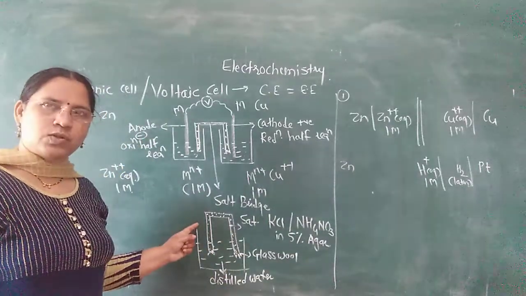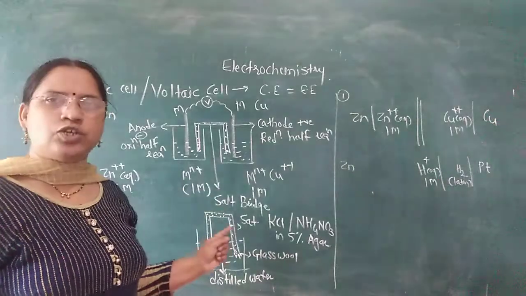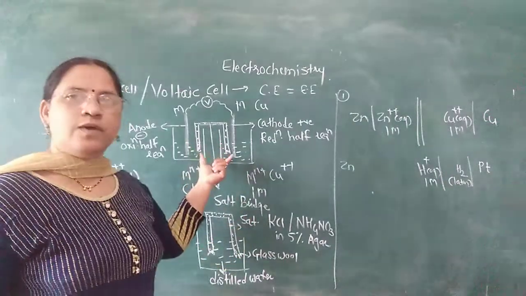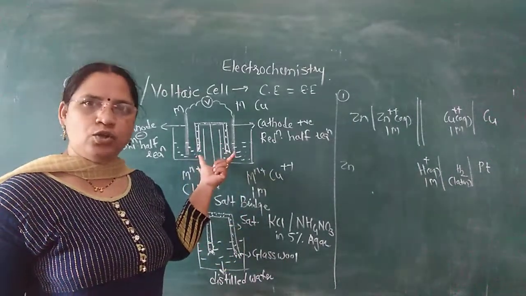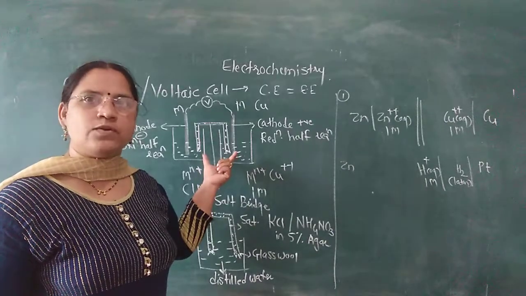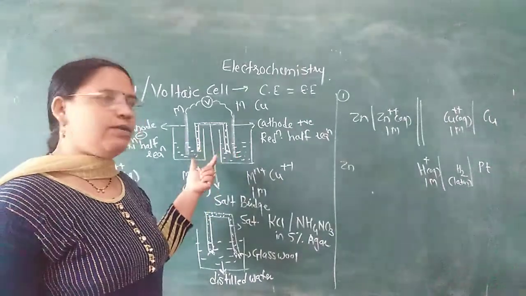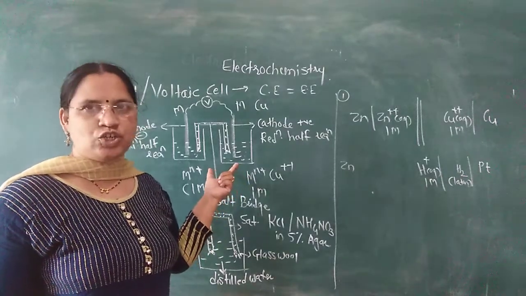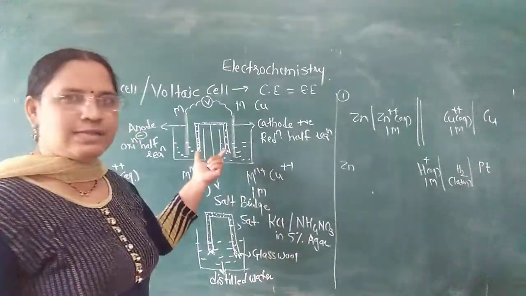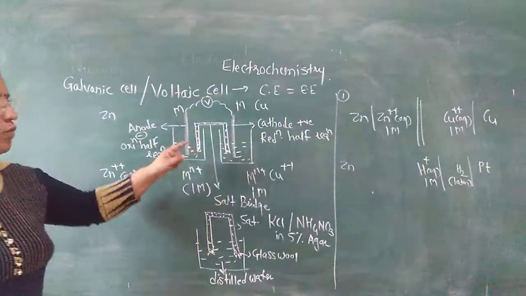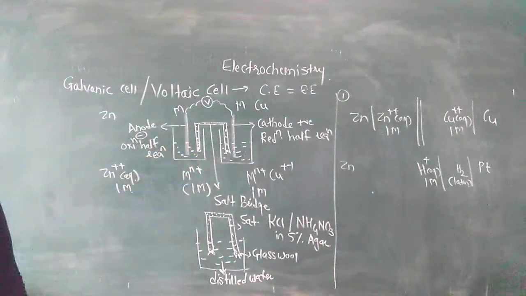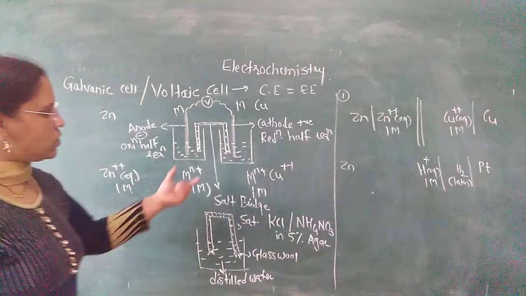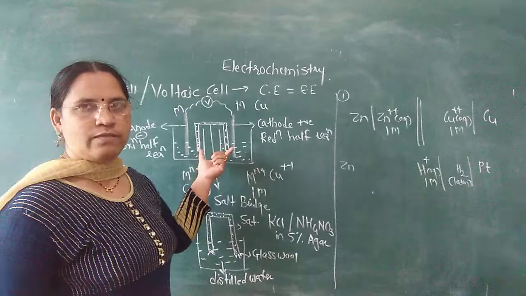Now again come to the salt bridge concept. What is the function of salt bridge? If you observe, the first function is it connects the two half cells of the galvanic cell. Second, it maintains the electrical neutrality by exchange of ions. What is the third one? It provides the electrical contact between two solutions, and also it prevents the mixing of these two solutions.